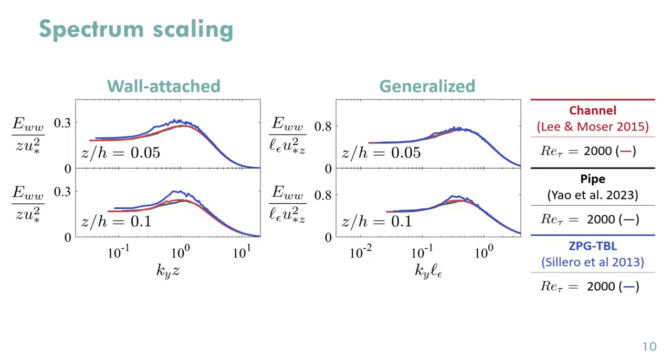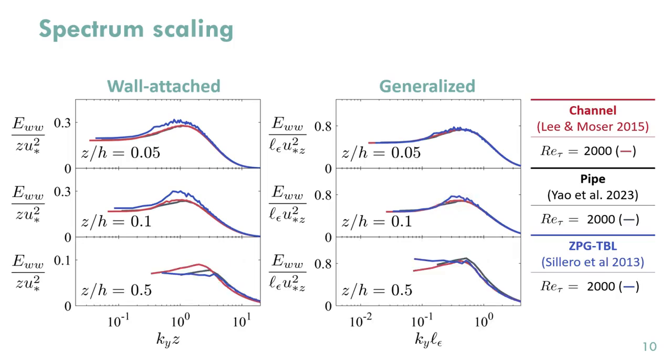Moving to a different height, we're now at about the upper limit of your inertial sublayer, and at this height you still get a better performance from the generalized scales than you do from the wall-attached scales. So there's a better collapse of the cases on the right than on the left.